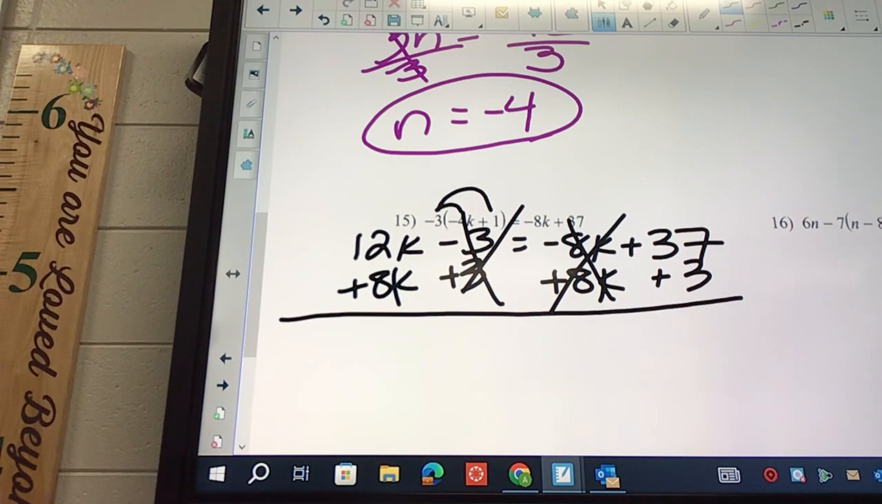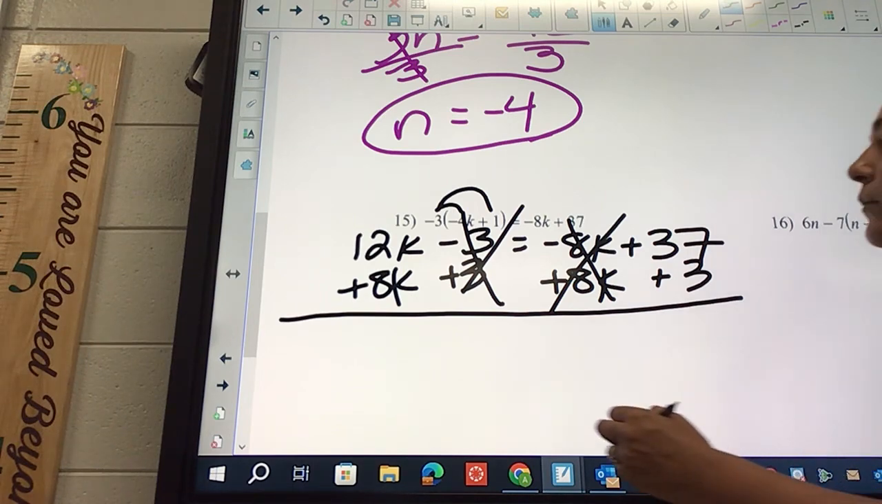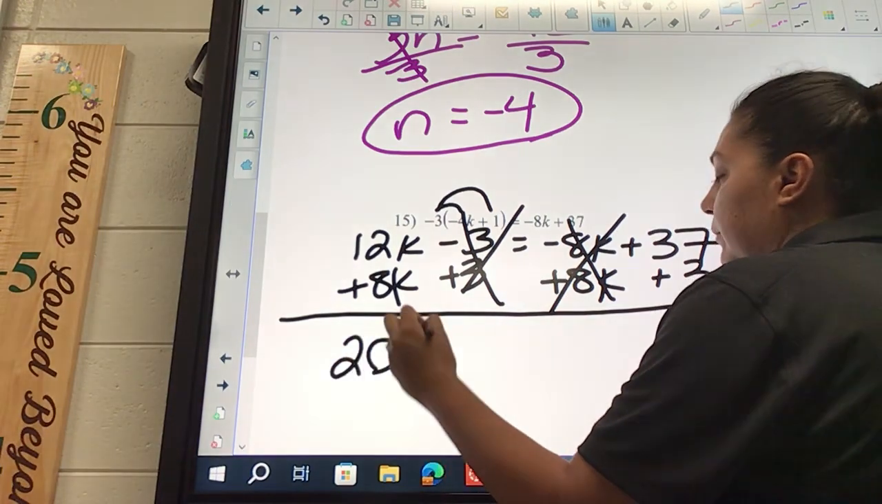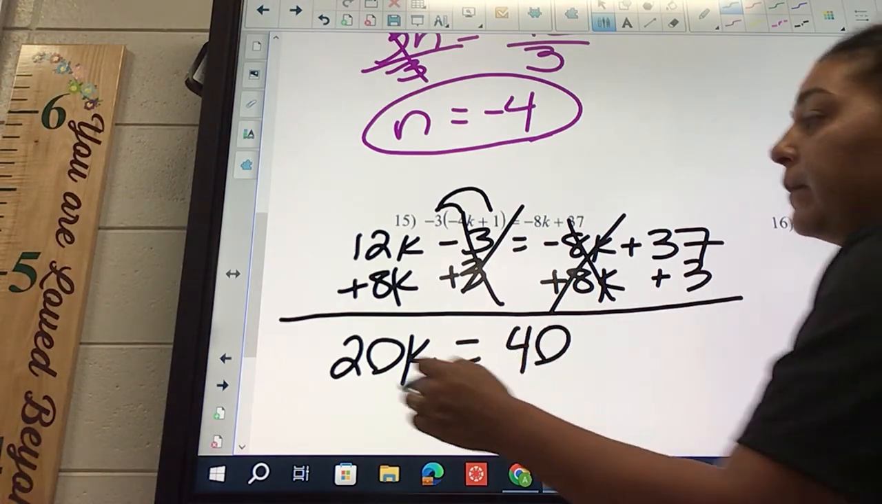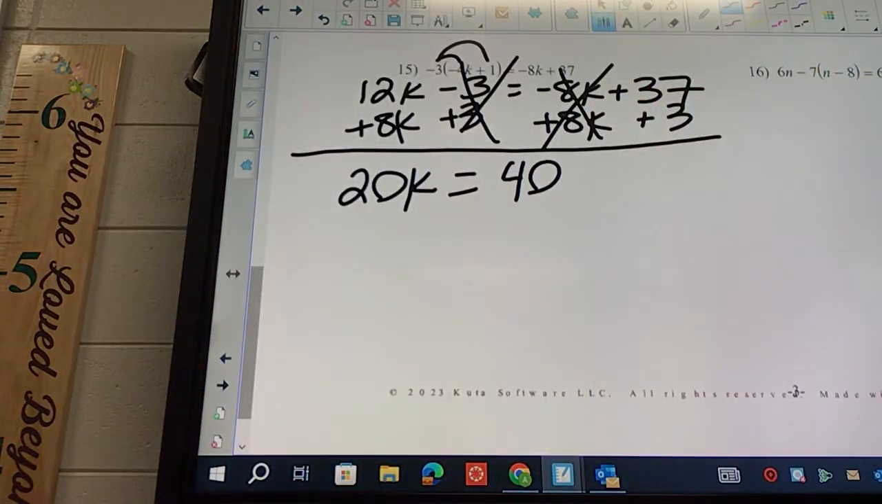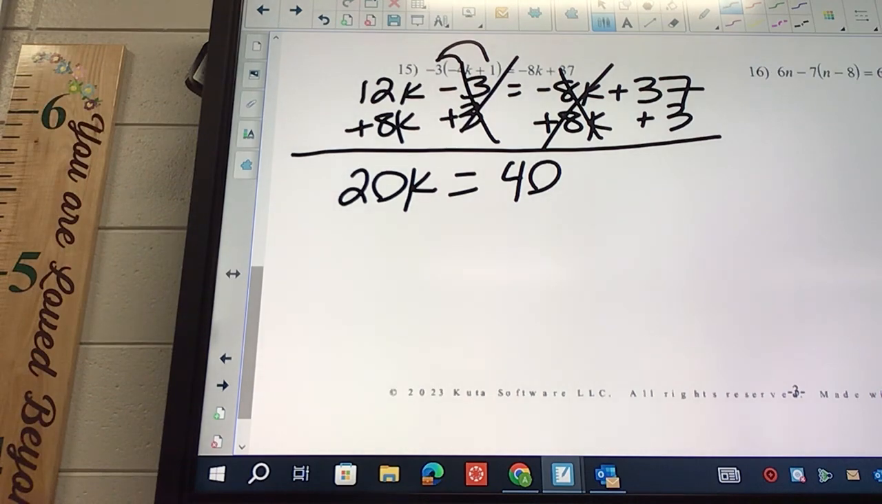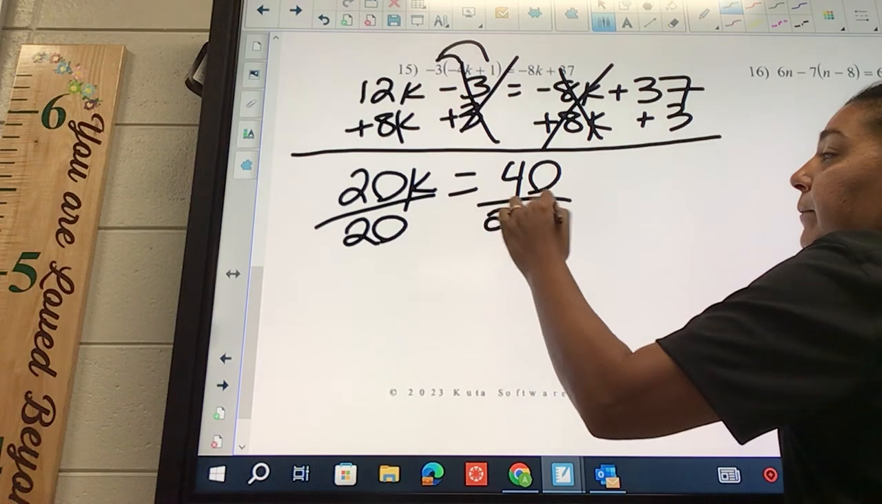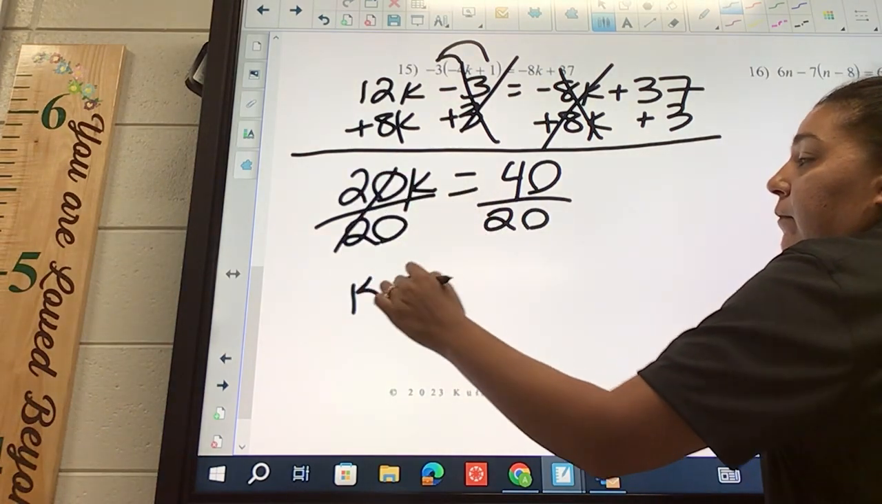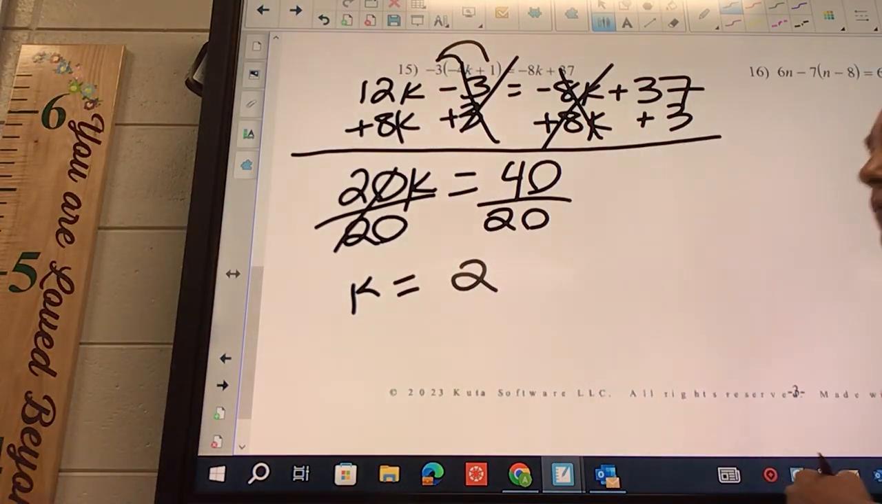Okay, what is 12 plus 8? 12k plus 8k. 20k, good. What about this side? What are you going to get? The other side? 40, right? So we're taking the 37 and the 3. So you're going to get 40. What is our last step? Always, always. To divide. 20, 40, yeah.